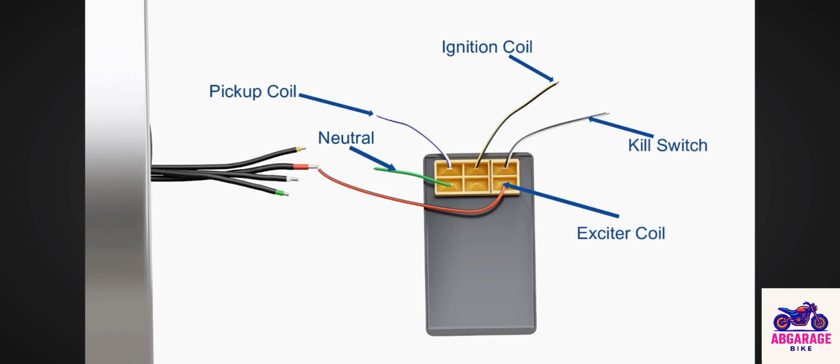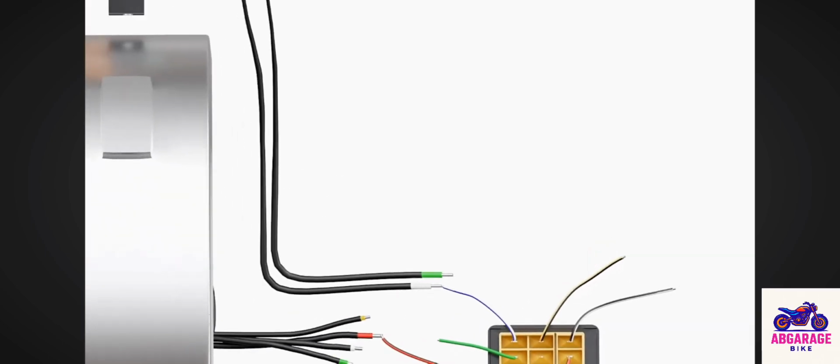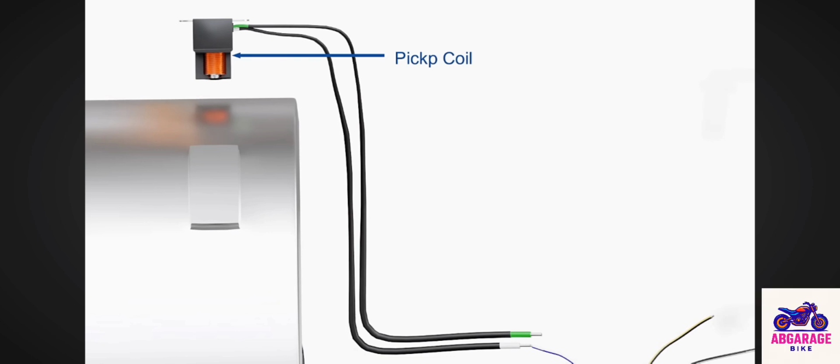The primary function of the CDI unit is to store electric charge and dump the stored charge when required. A capacitor inside the CDI unit stores the electric charge. Another component, known as a pickup coil, tells the CDI unit when to dump this charge. The pickup coil has a small magnet with a coil of wire around it.